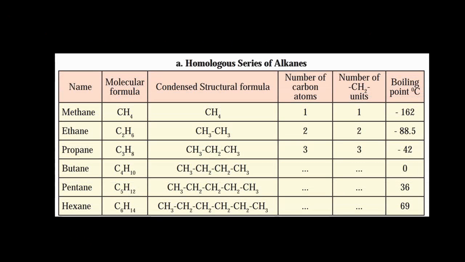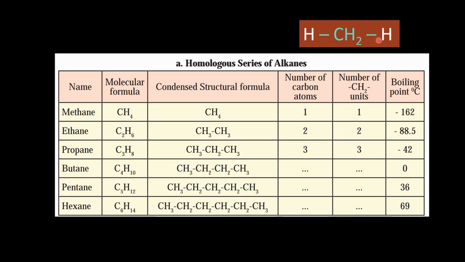Let us see the homologous series of alkanes first. The first one is methane with 1 carbon. The number of carbon atoms is 1. The number of CH2 units, that is CH2 with two valency, they should be attached to some other hydrocarbon. Here you can ask, there is no presence of CH2 but it is represented as 1. How? As you see, this CH4 can be written as CH2 with two single bonds on either side.